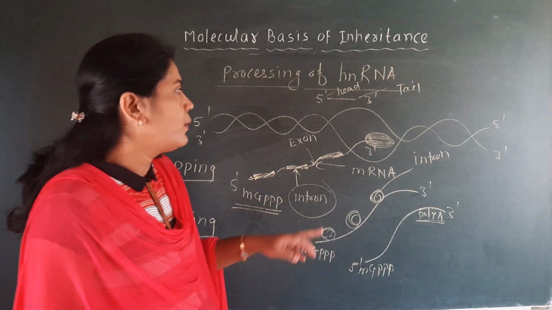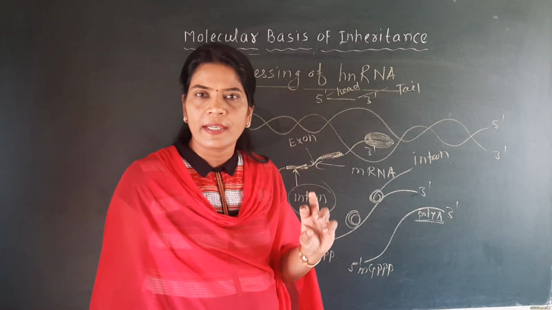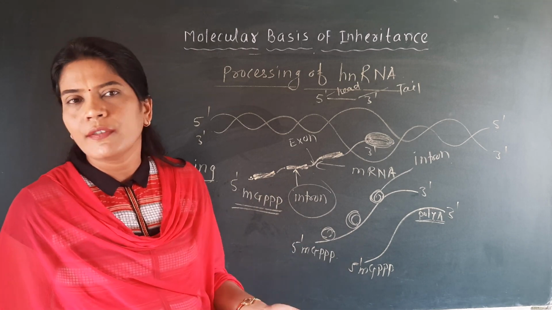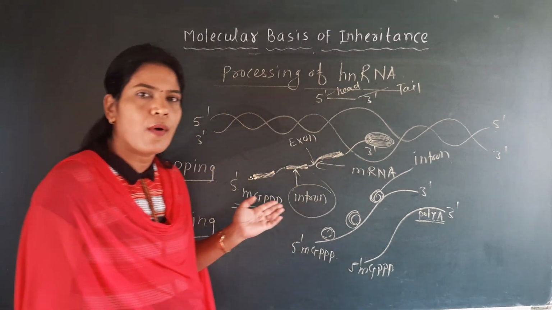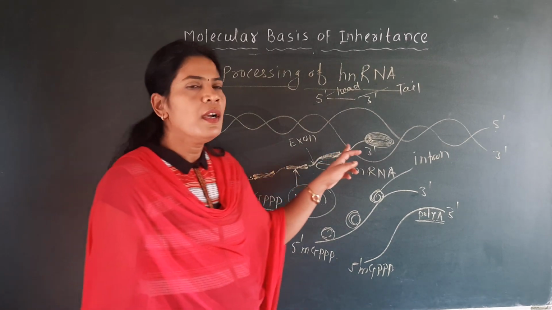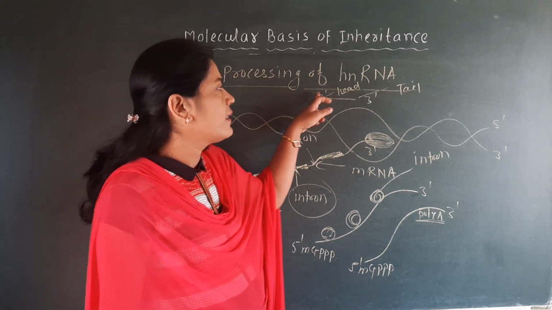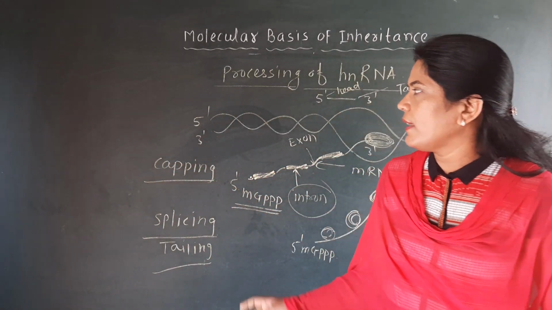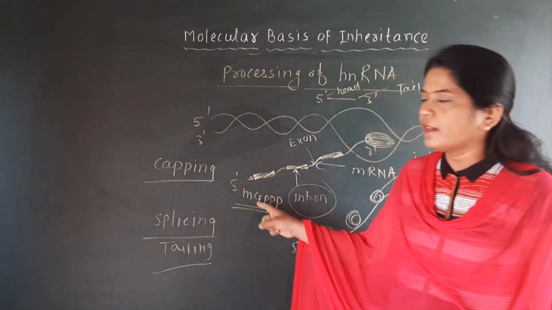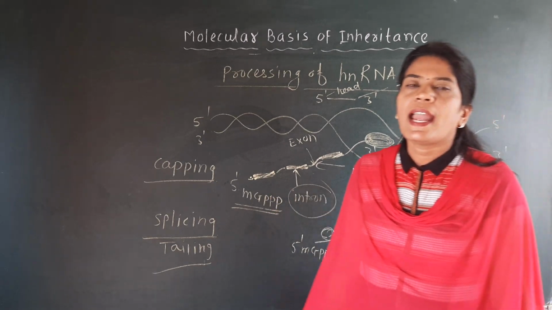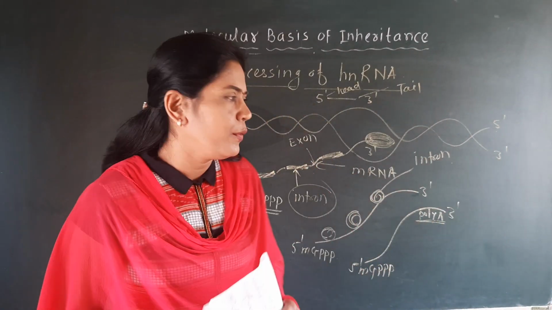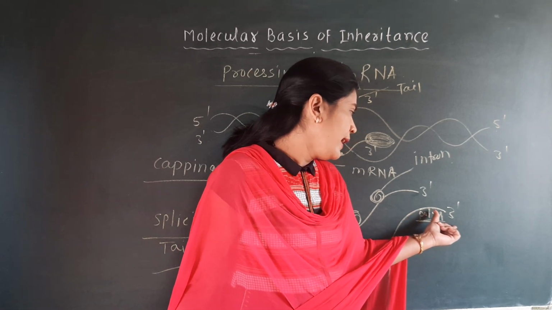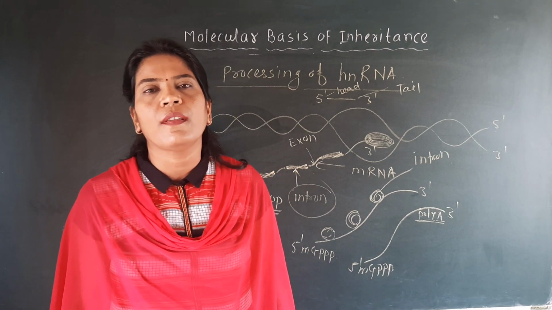And as I told you, 5' to 3' is the polarity in which there is always formation of new DNA, always new RNA. So this RNA is always formed in the direction 5' to 3'. If the 5' end is considered as a head and the 3' end is considered as a tail, then the cap is always added at the 5' end. So it is the capping at the 5' end, and the tail is at the 3' end. So polyadenylation or the tail gets added at this 3' end. So this is about the processing of the hnRNA.